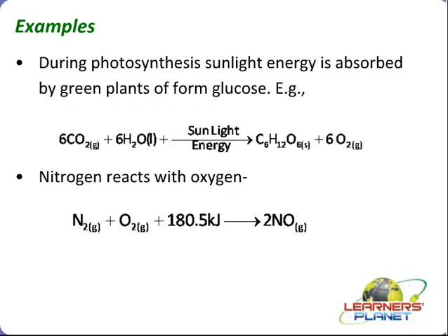Now let's discuss a few examples. During photosynthesis, sunlight energy is absorbed by green plants to form glucose. That is, from what all moieties is glucose formed? It is carbon dioxide gas, water liquid and glucose solid. And what is released out, students, is oxygen gas. Right? Now what is it using for energy? It is using sunlight energy. Okay? Now in this case, students, glucose is formed.